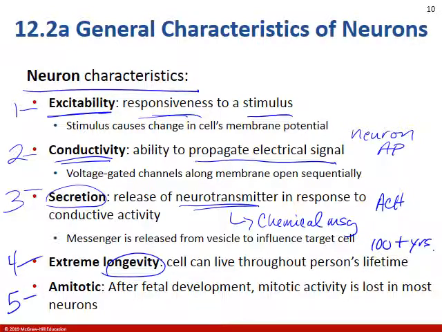And 5, they are amitotic. So A in front of something means not. Mitosis is to divide, right? So after fetal development in utero, they have lost the ability to copy themselves. So basically, the neurons that you're born with are all the neurons you're going to have in your lifetime.